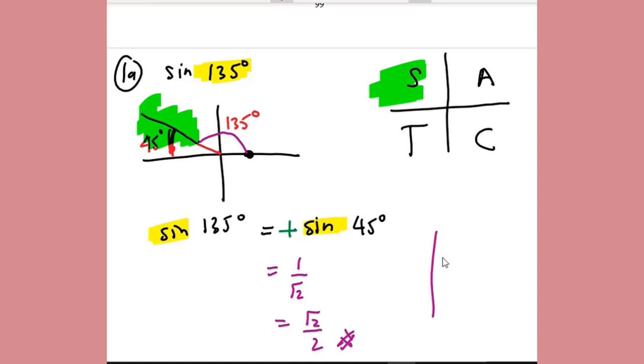The triangle: what is 1, 1? I forgot already. 1, 1, root 2, right. 45 degrees, so sine is 1 over root 2. This triangle, or with the calculator you just press sine 45.